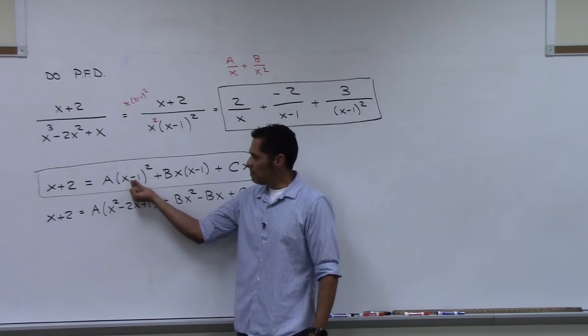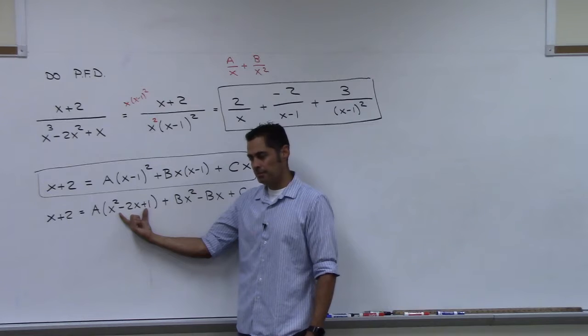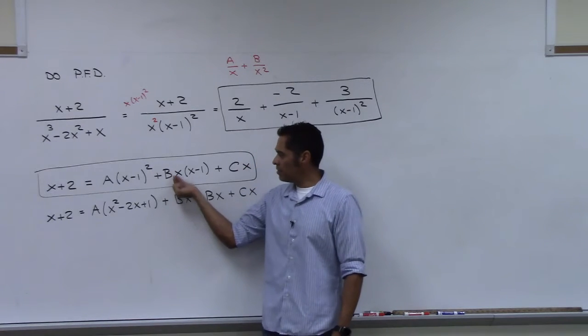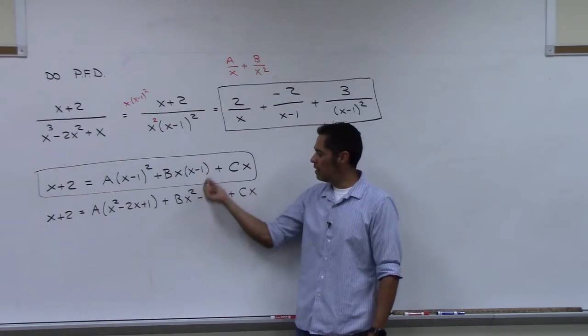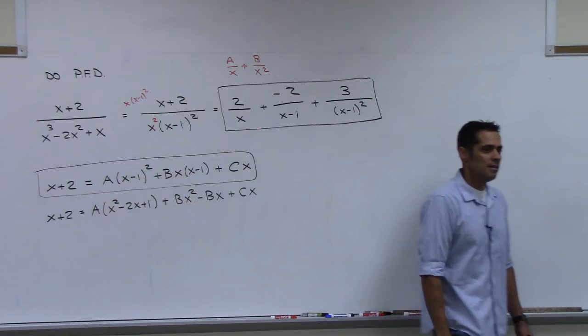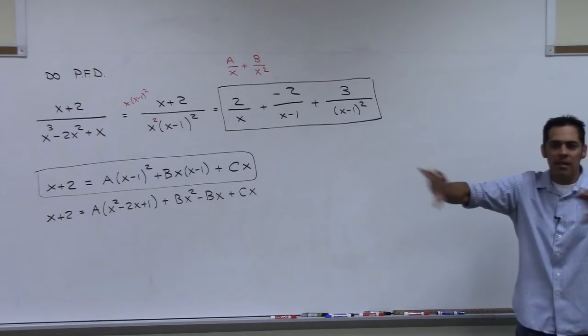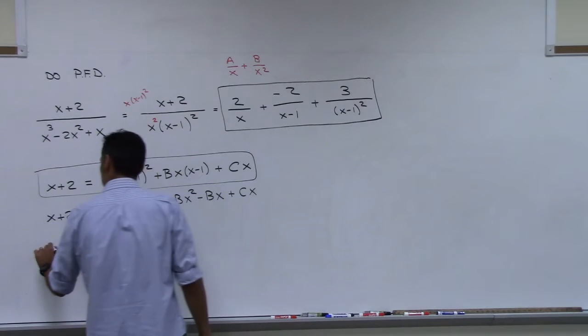I expanded x minus 1 squared. I did that. x minus 1 times x minus 1 is that. Here, bx, I multiplied it through: bx times x, bx times negative 1. I got these two terms. And then cx is by itself. What I'm doing right now is I'm expanding it all out. I'm going to multiply this whole thing out. It's going to look disgusting.